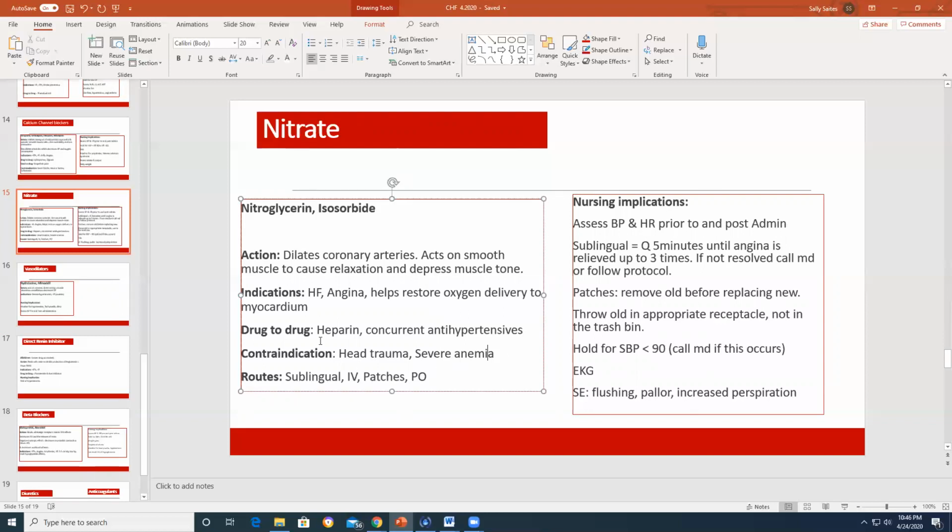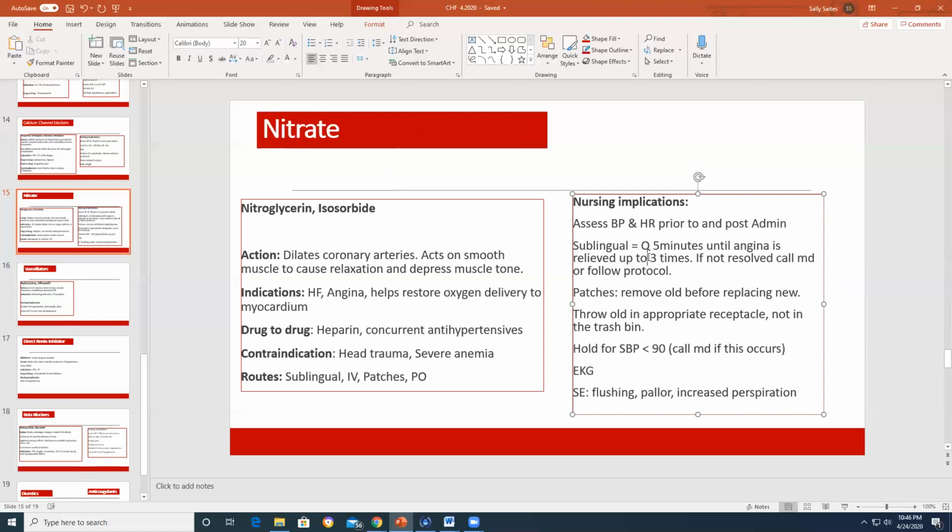And that's why one of the drug-to-drug interactions is heparin, because that would increase the bleeding also. So the common routes are sublingual. That's typically what we're going to give for angina. We're going to give it every 15 minutes until the angina is relieved. We can give this 4 milligrams up to 3 times. So that would be a 15-minute total: at the beginning, then at 5 minutes, and then at 10 minutes. So at 10 minutes, they should have received 3 doses.